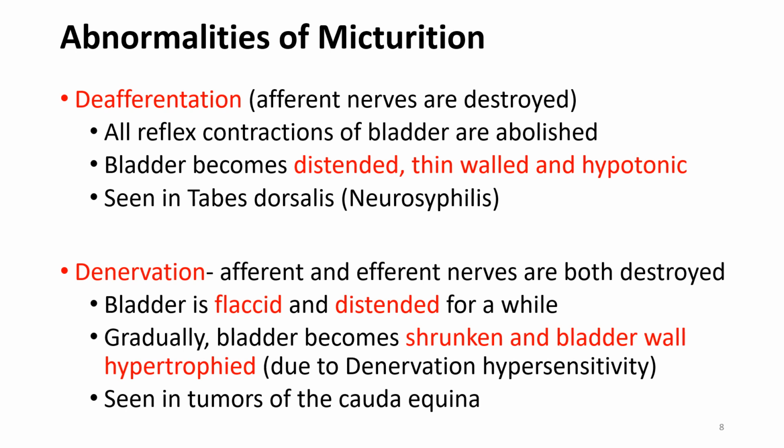Denervation is when the afferent and the efferent nerves are destroyed. So the bladder becomes flaccid and distended for some time. After that, gradually, the bladder becomes shrunken and the bladder wall is hypertrophied. This occurs because of denervation hypersensitivity, and this is commonly seen in tumors of the cauda equina.